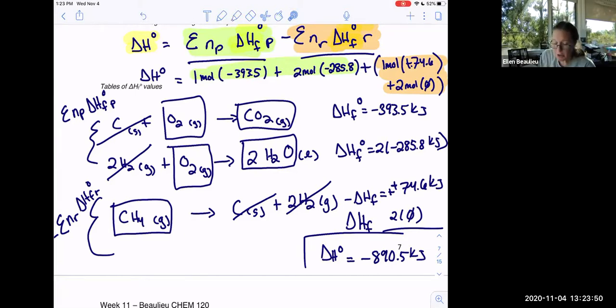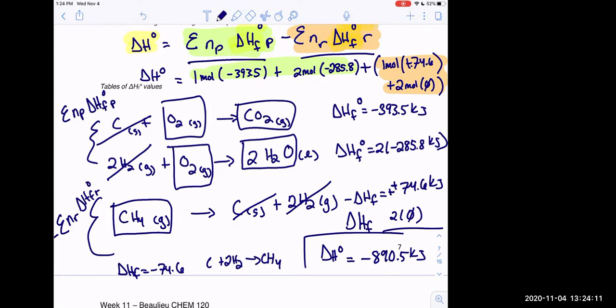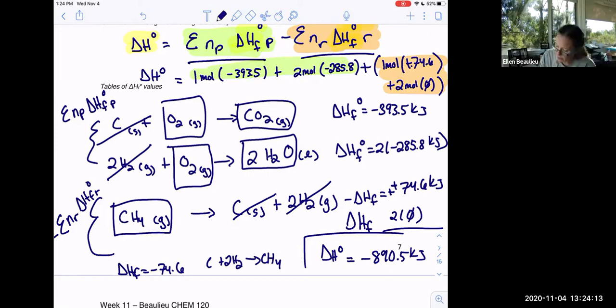So I was trying to illustrate that this is an application of Hess's law. When I get the delta HF from the table of negative 74.6, it relates to carbon plus hydrogen yielding methane. Yeah? Yeah. So when I flip it for this reaction, I flip the sign. So I make that a positive 74.6.